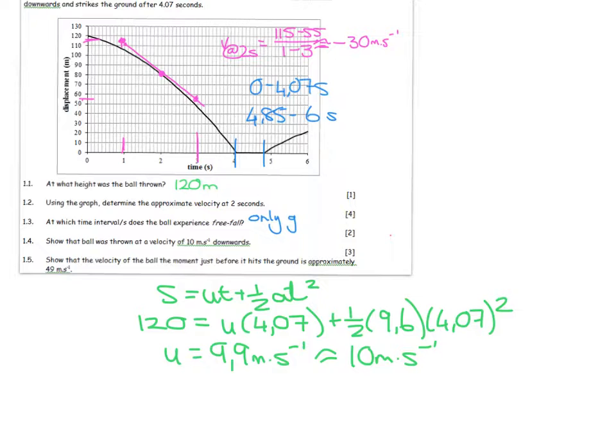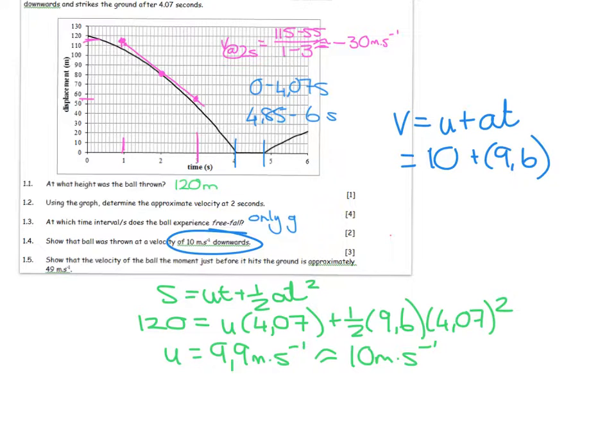Then the next one, show that the velocity of the ball the moment just before it hits the ground is approximately 49 meters per second, so that's a final velocity. So v is equal to u plus at. My initial velocity, they've told me, is 10 down now, plus 9.8 down, sorry, 9.6 down. And the time is 4.07, and that is equal to 49.04 meters per second, which is approximately 49 meters per second.